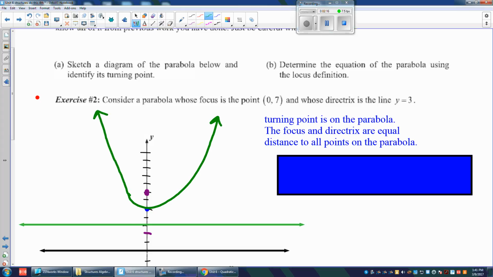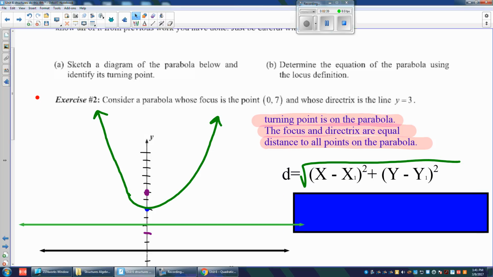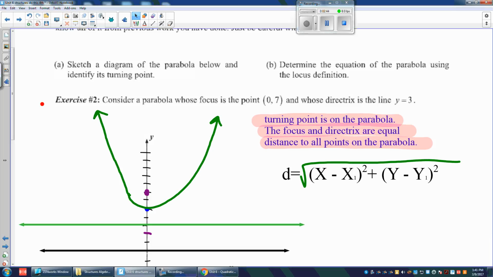Now we have to find the equation of that parabola. Now let's remember something. The turning point is on the parabola. The focus and directrix are equal distance to all points on the parabola. I know that I can use the distance formula to find the equation of the parabola. Let's pick any point on the parabola, random point. So here's the random point.